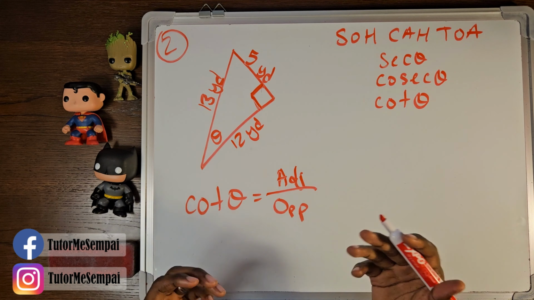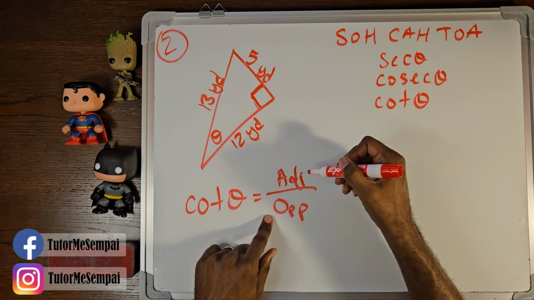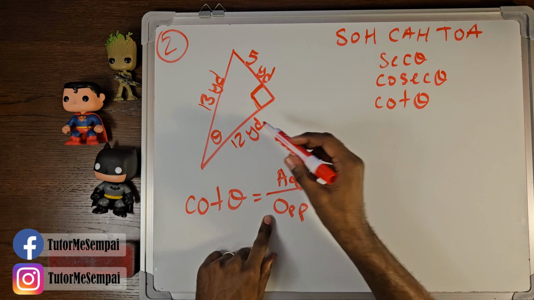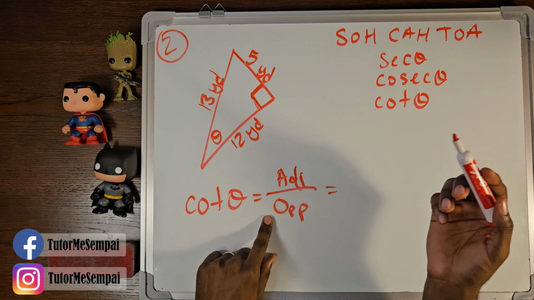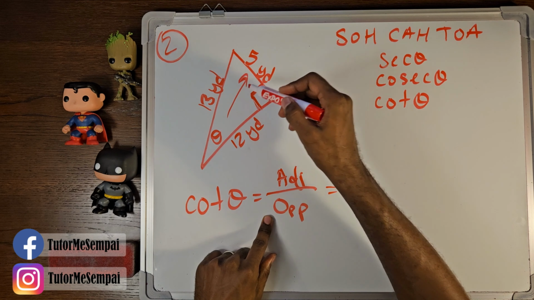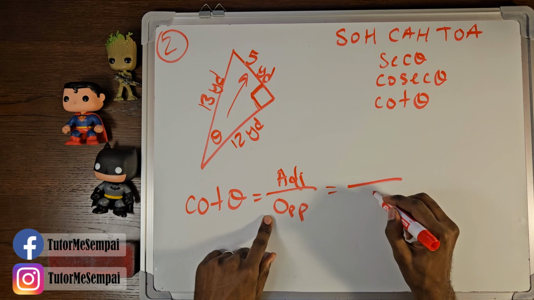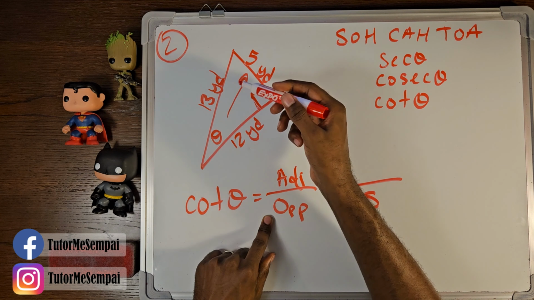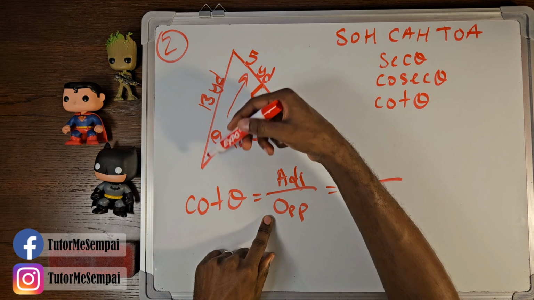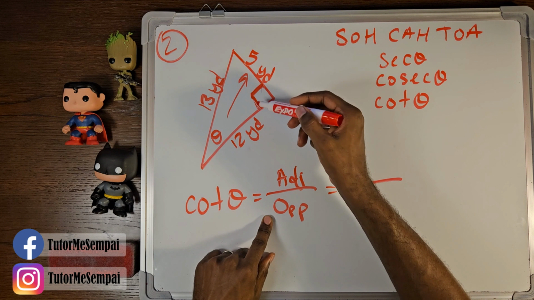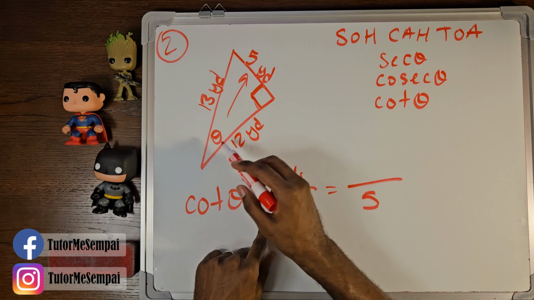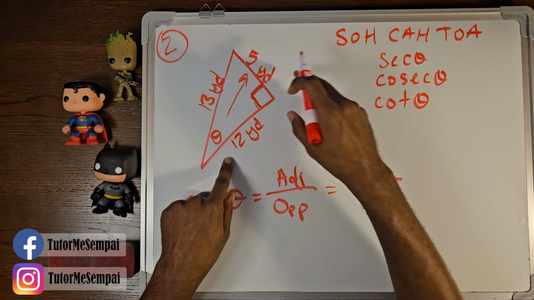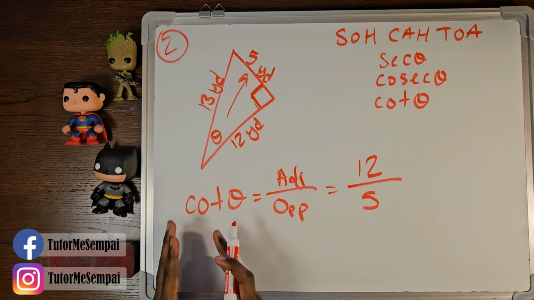Now we just have to figure out, according to our theta, which is going to be the adjacent side and which is going to be the opposite side. So looking at this, our theta is here. The opposite side is definitely going to be that 5, so that's going to be in our denominator. And the adjacent is going to be the side that's not our hypotenuse, right? We don't want the hypotenuse, which is always going to be opposite the right angle. We want this 12 here. So 12 over 5 is going to be our cotangent of theta.